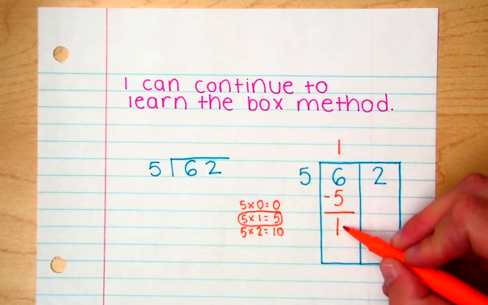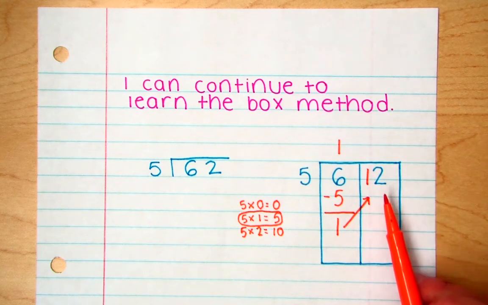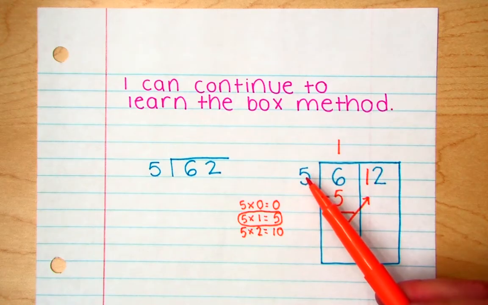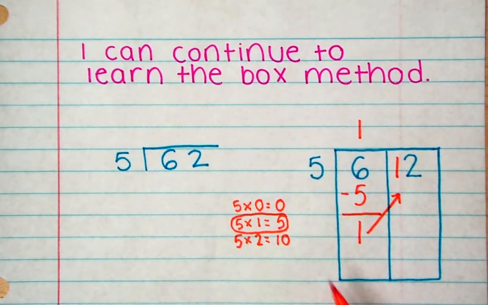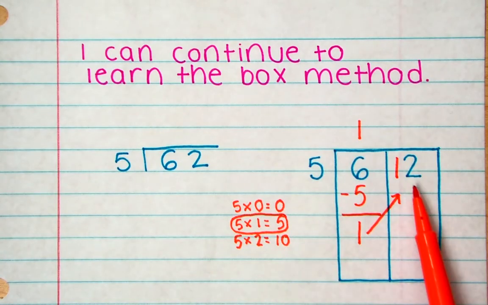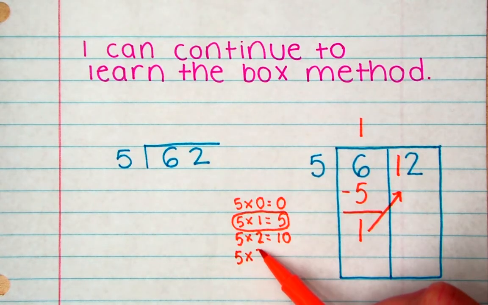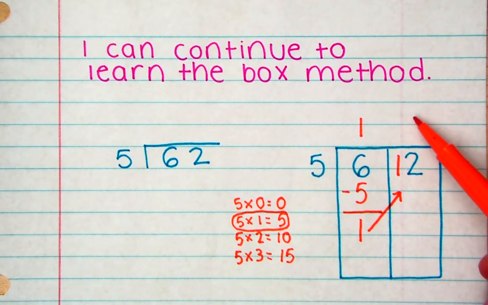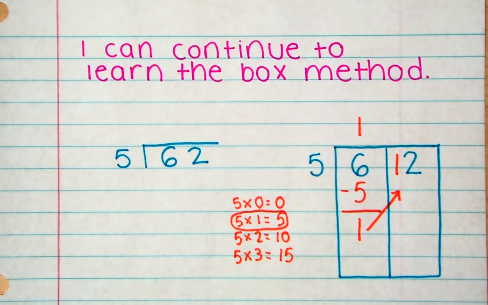When I subtract, I get 1 left over. Now with that 1, I can slide that all the way over here, which makes this number become 12. Now I need to think about how many times does 5 go into 12? Well, let's go back over here to my multiplications. Now, 10 isn't enough. I need to have 12. So if I add my next multiplication, which is 5 times 3, that equals 15. So if I put a 3 right here, that's going to be too much.